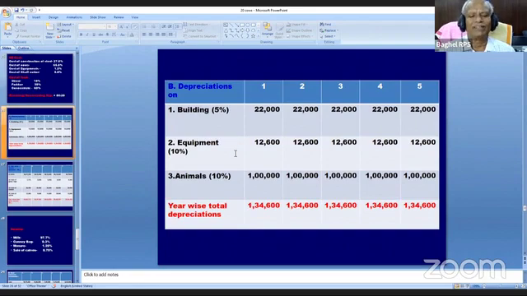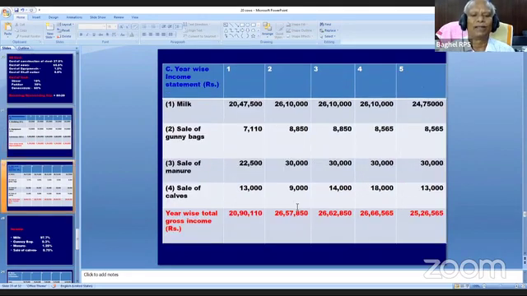Now, depreciation cost. Whatever amount you have spent from the bank loan on the building construction, the equipment, and the animals should be depreciated at the rate of 5% for the building, 10% for the equipment, and 10% for the animals. Thus, the year-wise total depreciation comes to around 1,34,600 in general. And third is year-wise income.